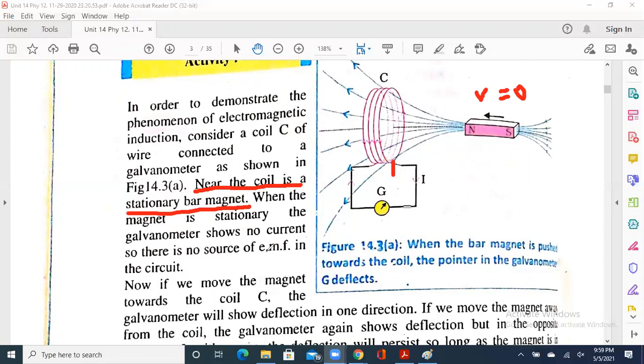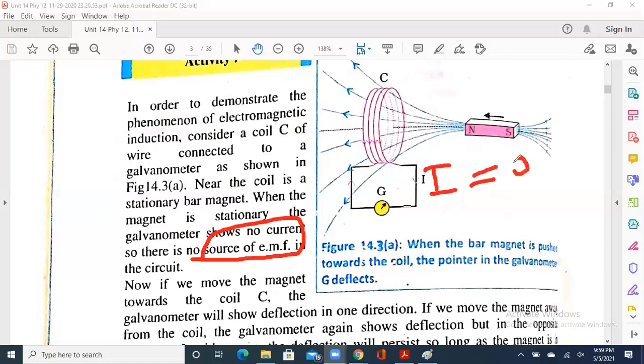So it shows no current, so there is no source of EMF. If there is no current, then there is no EMF. When there is zero current, and there is no battery as well, therefore EMF, epsilon, is also zero.